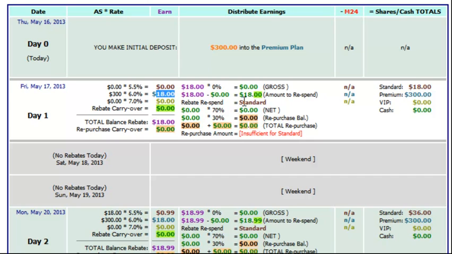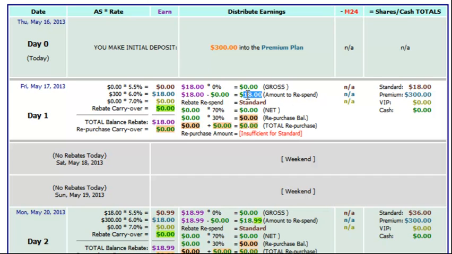And what we said is we will repurchase at the standard level. Well, $18 is enough to repurchase at the standard level. Remember, standard is a minimum of $5. Now, this $18 would not have been enough to repurchase at the premium level or the VIP level. So we want to grow our account, and we have to trade off between, do we wait until it hits the premium level, or do we just repurchase at the standard level?